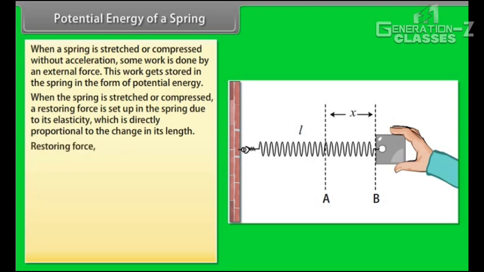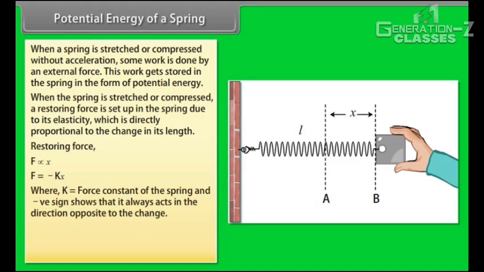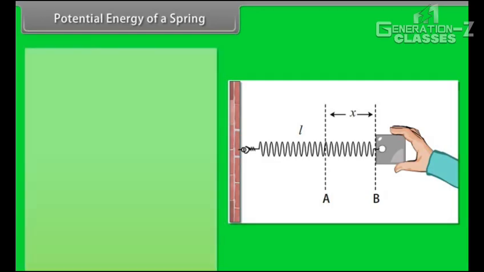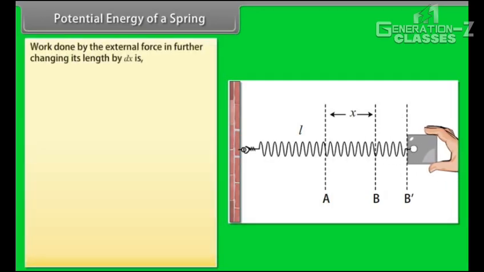Restoring force is given by F is directly proportional to x. F is equal to minus kx, where k is the force constant of the spring and the negative sign shows that it always acts in the direction opposite to the change. Then, the external force required at this instant is given by F is equal to kx. Work done by the external force in further changing its length by dx is dW is equal to the dot product of F vector and dx vector, or dW is equal to kx dx.